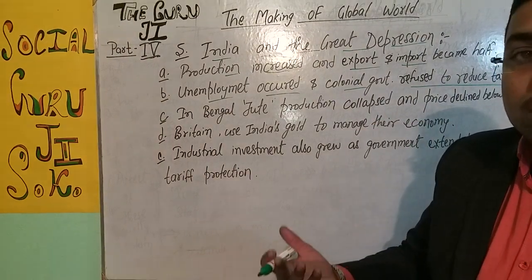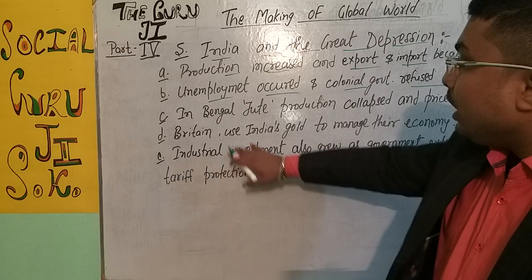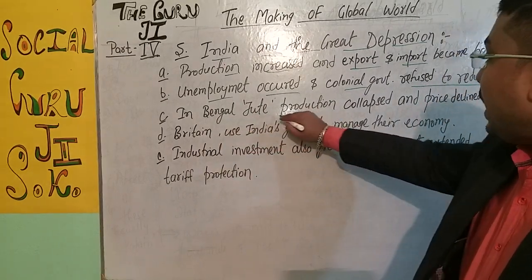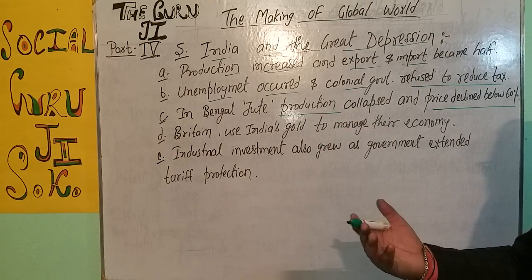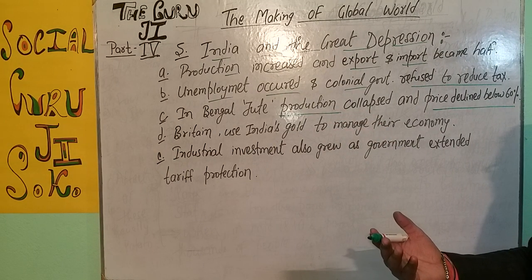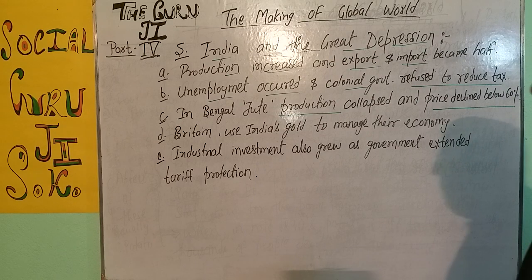damaged economy of Britain. In Bengal, jute production collapsed and price declined by about 60%. Means jute that was sold at 100 rupees per kg, its price had come down to 40 rupees, almost 60 rupees less. So it is also a cause of unemployment and the bad financial condition of Indian farmers basically.